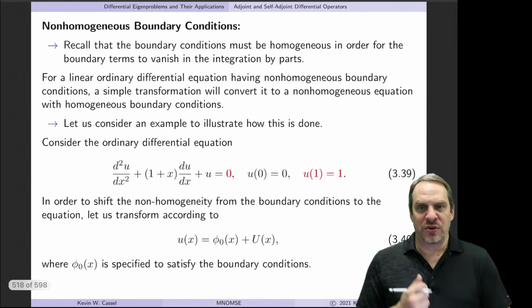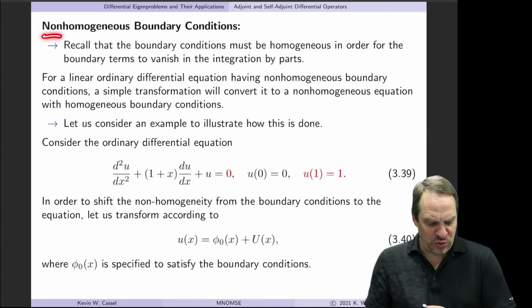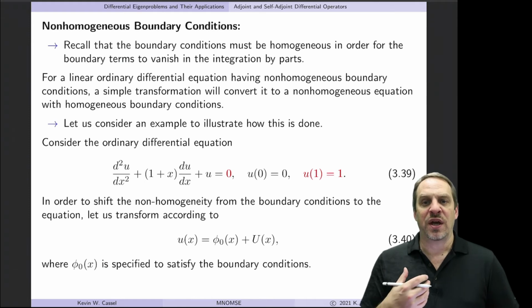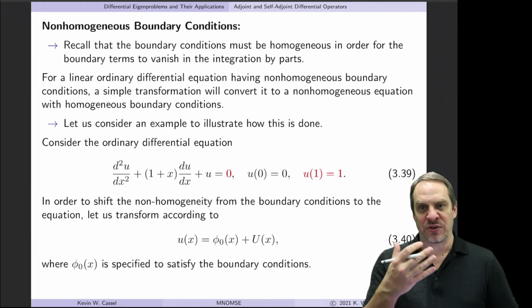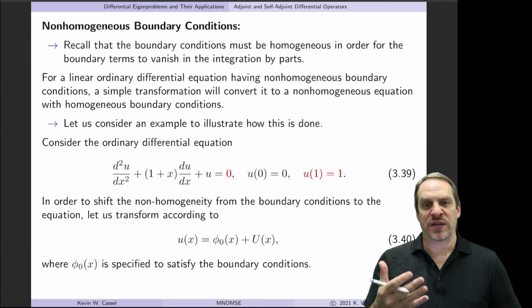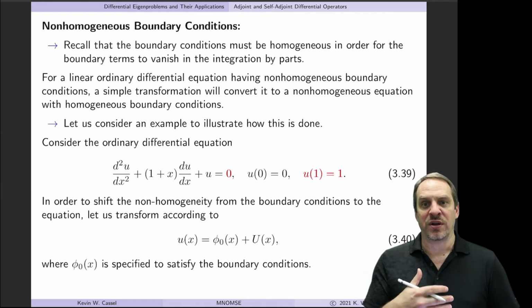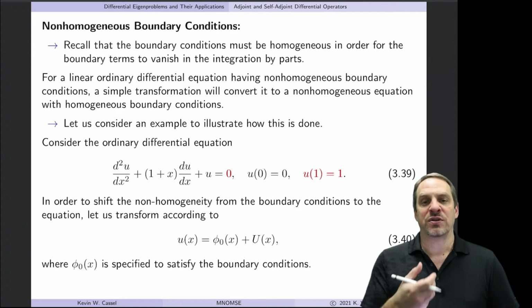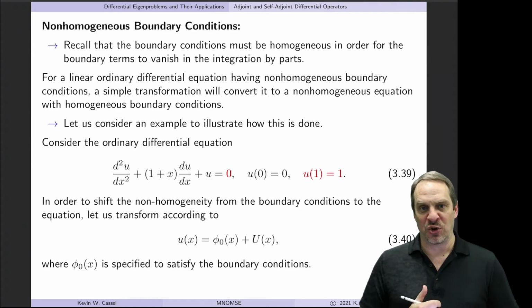Okay, now let's look at our third eventuality, and that's when we have non-homogeneous boundary conditions. Remember, in these eigenfunction expansion problems, we've been saying that the boundary conditions have to be homogeneous. And the reason for that is because we apply integration by parts in order to get the adjoint of a differential operator. In order for the terms at the boundaries that arise from the integration by parts to vanish, the boundary conditions have to be homogeneous.